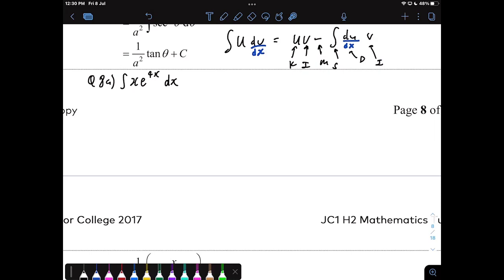Okay, so remember LIATE. It's also easier if you just draw the table. Table method goes like this. Then you eventually need to get your du by dx equals, and then you need your v equals. So who's my u and who's my dv?